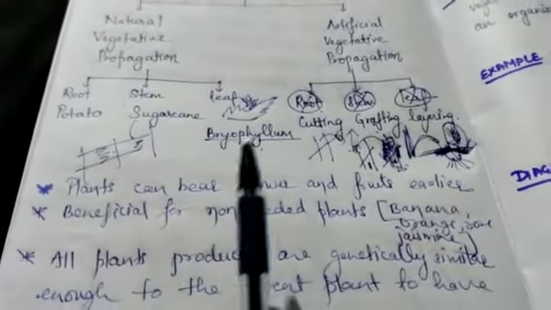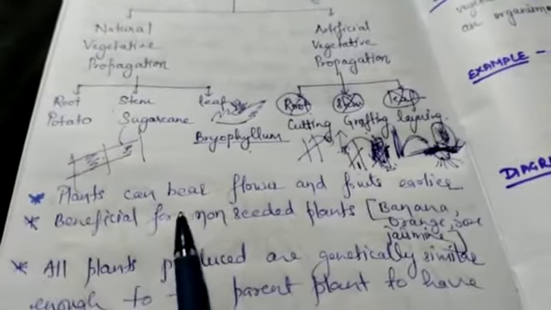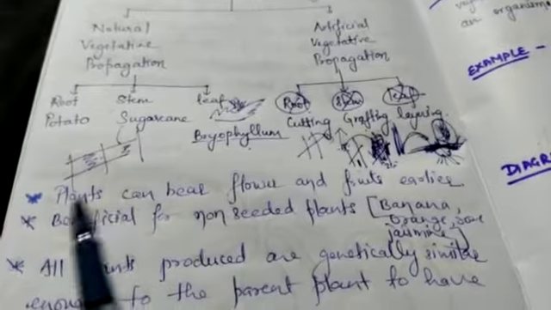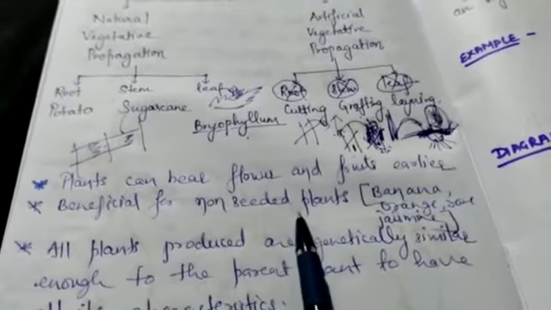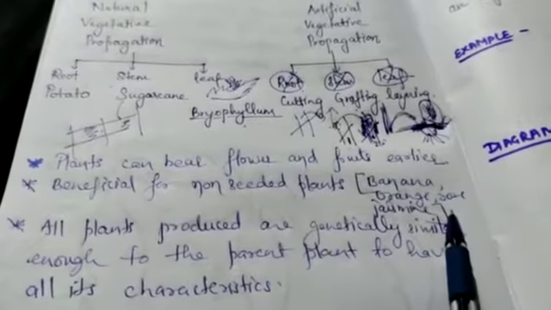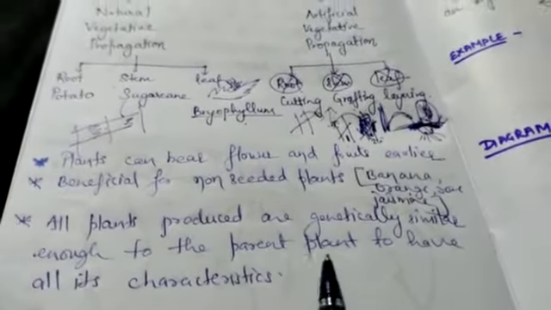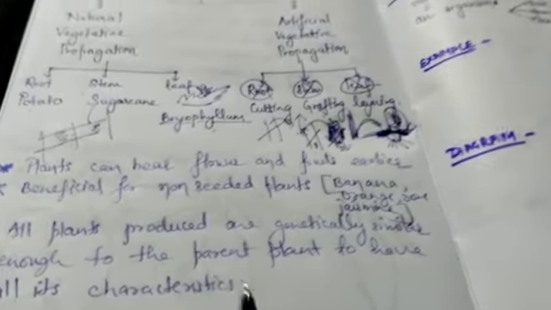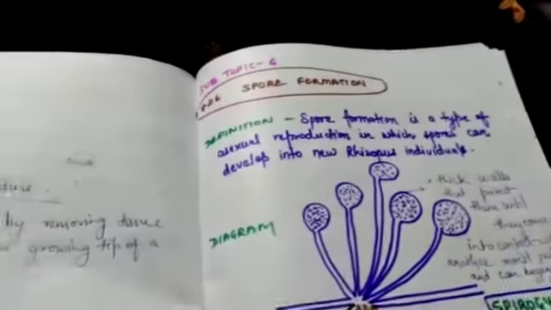Then about the usefulness of vegetative propagation. Advantages: plants can bear flowers and fruits early. Beneficial for non-seeded plants like banana, rose, it is good in all of these. All plants produced are genetically similar enough to the parent plant to have all its characteristics, right? So example and diagram you are already aware.